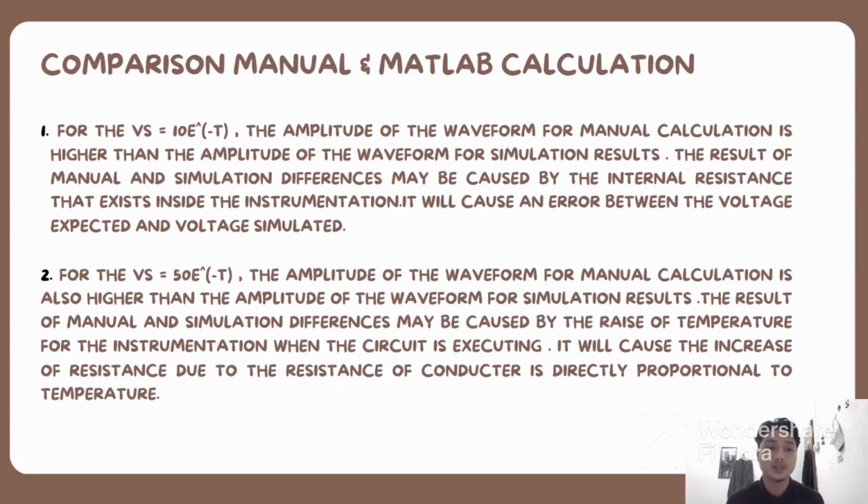Okay. For the second one, the voltage source is equal to 50 exponent negative t, where we increase the voltage source. So the amplitude of the waveform for manual calculation is also higher than the amplitude of the waveform for simulation result. So the difference between manual and simulation may be caused by the rise of temperature for the instrumentation when the circuit is executing. So it will cause the increase of resistance, because the resistance of a conductor is directly proportional to temperature.